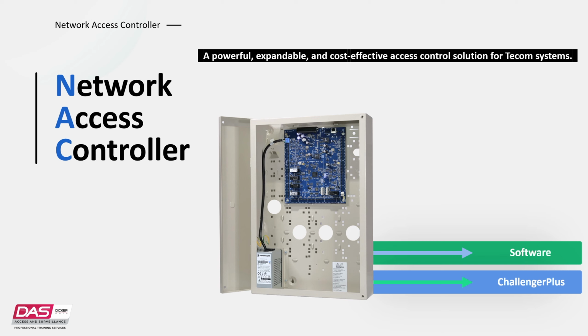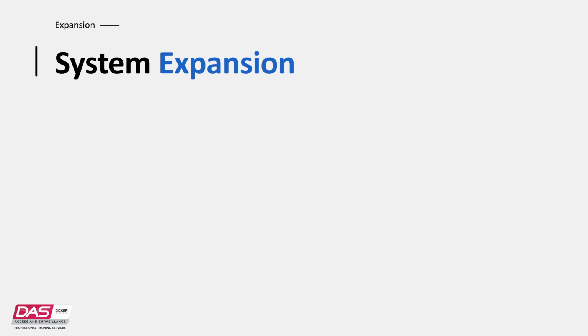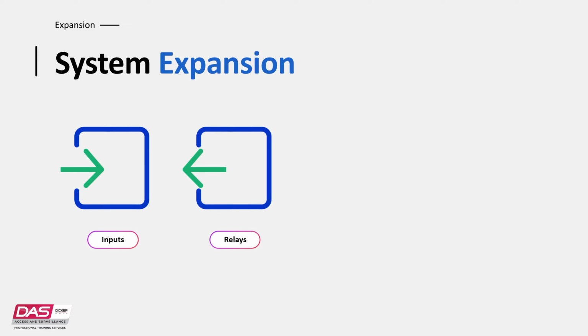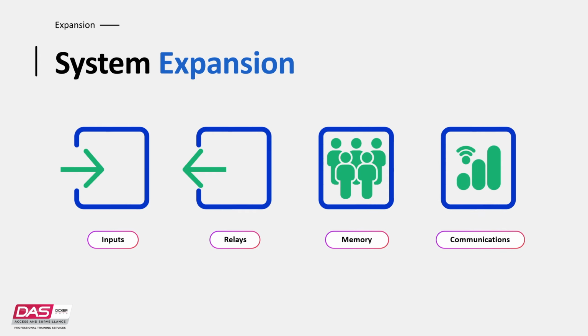For more on the onboard capabilities and technical information of the ChallengerPlus and the NAC, take a look at their respective data sheets. And if the onboard capabilities are not enough for your site, the solutions can be expanded with the use of input expansion modules, relay or output expansion modules, memory expansion modules such as increasing your user limits, and communication expansion modules, which gives you a wider range of connectivity. With all that packed into your Tecom solution, it's a great choice for an intrusion alarm and access control system.